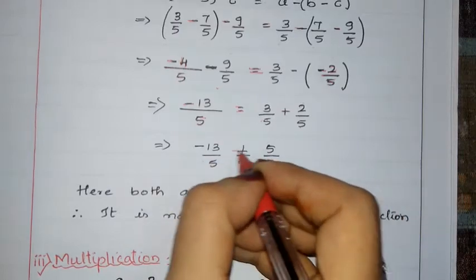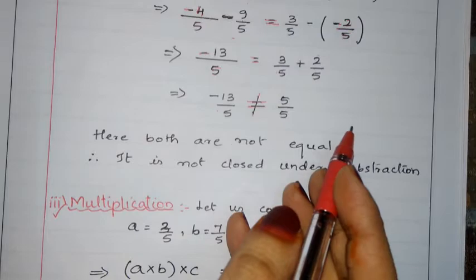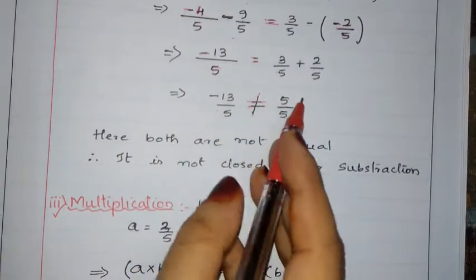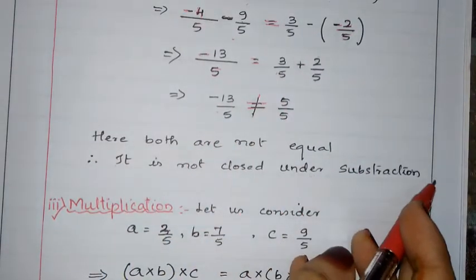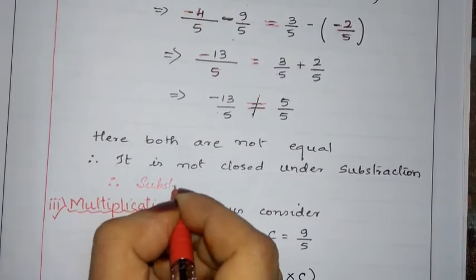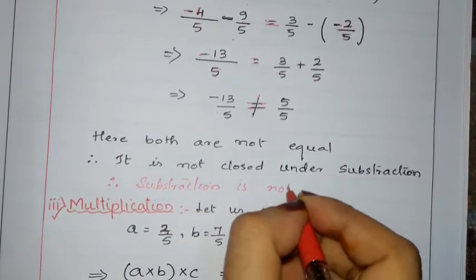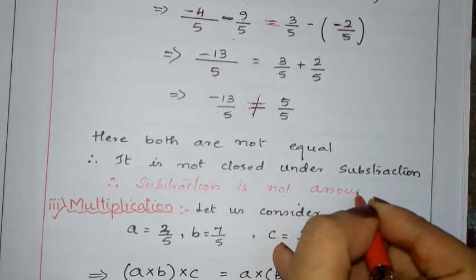Is it equal? No, they are not equal. Here both are not equal. LHS and RHS are not equal. Therefore it is not closed under subtraction. Therefore subtraction is not associative. Let us check multiplication.